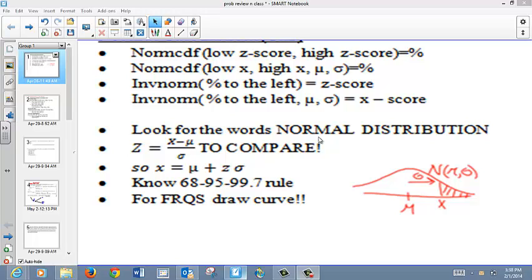Remember to use the z-score formula if you're trying to compare, like your chemistry grade to your stats grade, for instance. Remember that you can always change this z-score formula around if you have to find a mean or you have to find an x score. And make sure you know the 68, 95, 99.7 rule. And on all free responses, when you're using norm CDF, be sure to draw the curve and show the mean and the standard deviation, either written on the curve or in this normal notation. Also be sure you shade your curve.